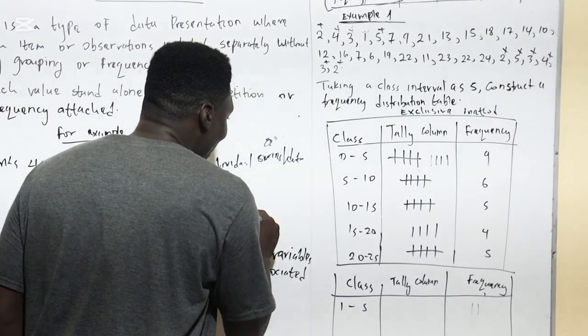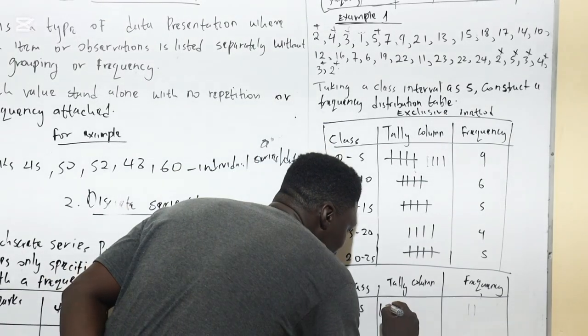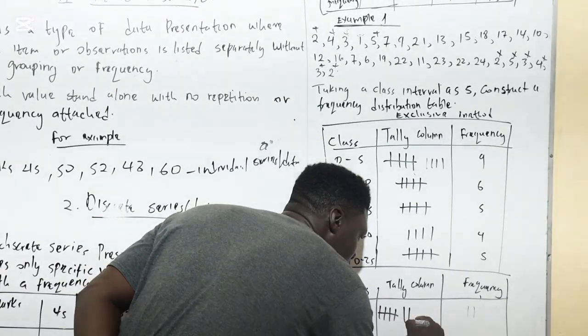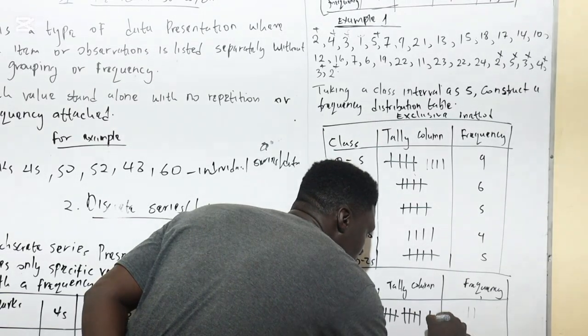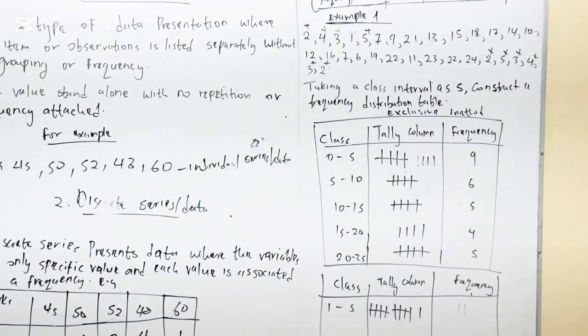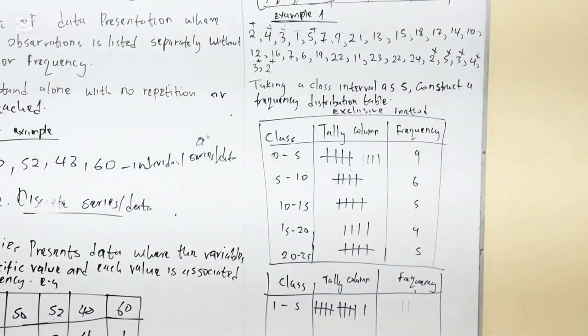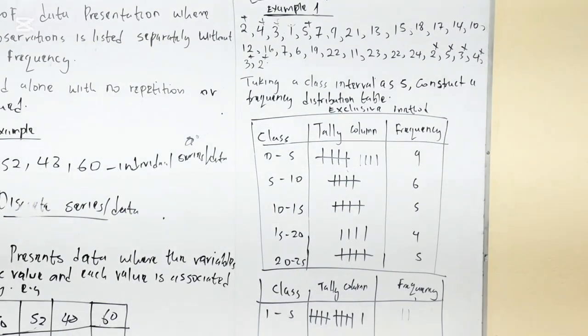Then under the tally column we'll draw it. Now 1, 2, 3, 4, 5, that's the first 5. The second 5: 1, 2, 3, 4, 5. Then 1, because they are 11. So see the difference. With the exclusive, our frequency is 9. With the inclusive, our frequency is what? 11.